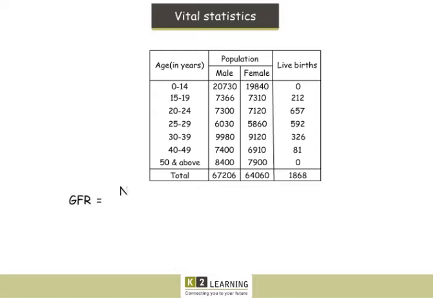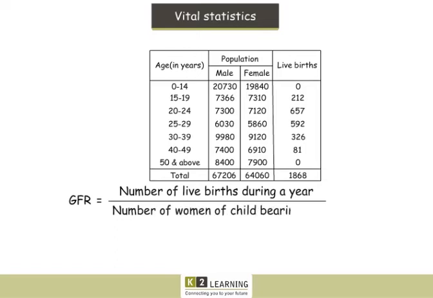For GFR, I will need number of women of childbearing age. So, I need to calculate the total for this portion only. GFR is equal to number of live births, 1,868 divided by 36,220 into 1,000, which equals 51.53.